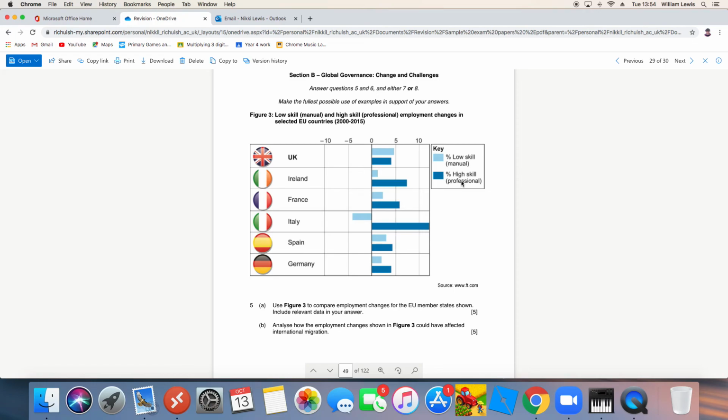And then do the same for the high skill. Which country would it make most sense to move to? Which country would it make least sense to move to, etc., etc.? And if you had remembered, or if you knew, that the significant aspect about being in the EU is that there is freedom of movement between all member countries, that gets rid of your intervening obstacle of needing a visa. You don't need a visa for any of these countries because you're an EU citizen, so people can freely move between them. Okay, so that's that one.